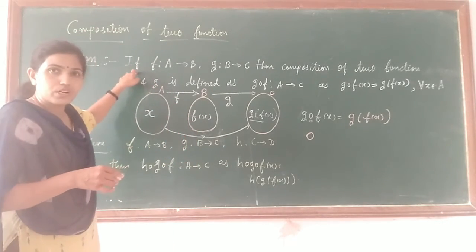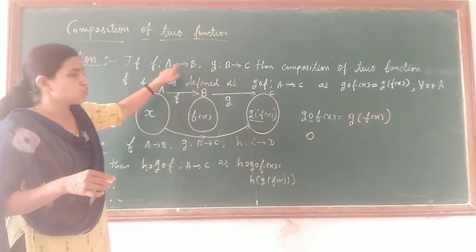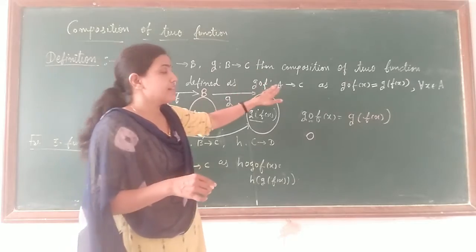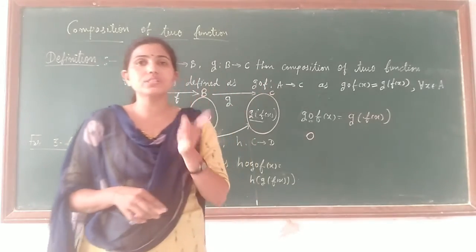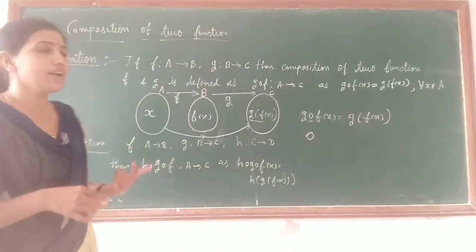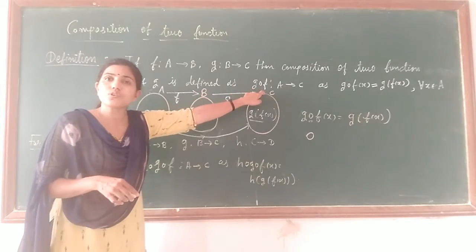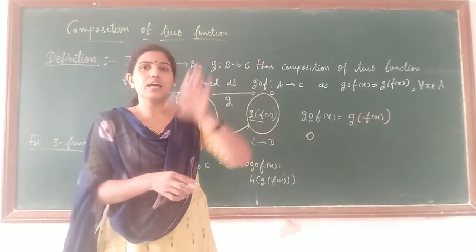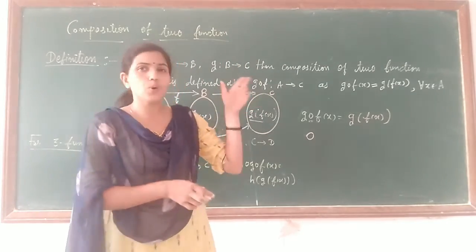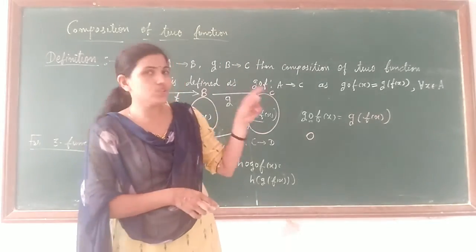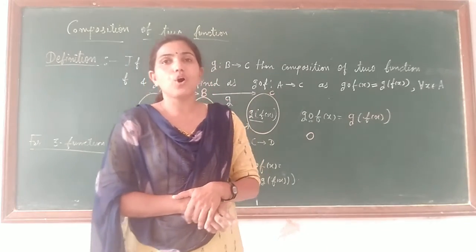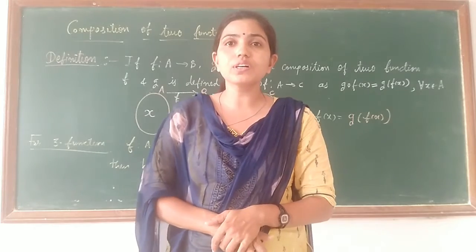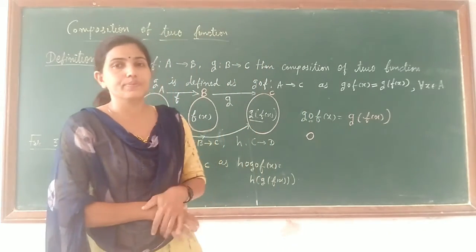If the function f is defined from A to B and the function g from B to C, then the composition of the two functions f and g is defined as g composed with f from A to C, as (g o f)(x) equals g of f of x for all x belonging to A. This is the definition of the composition of two functions.